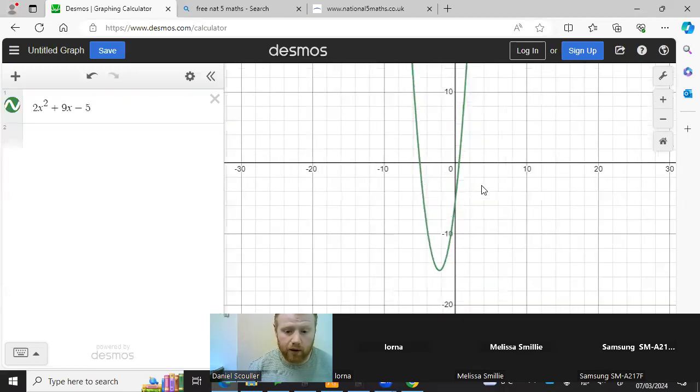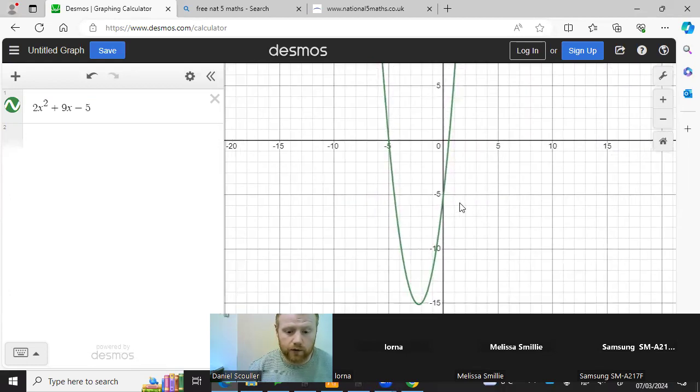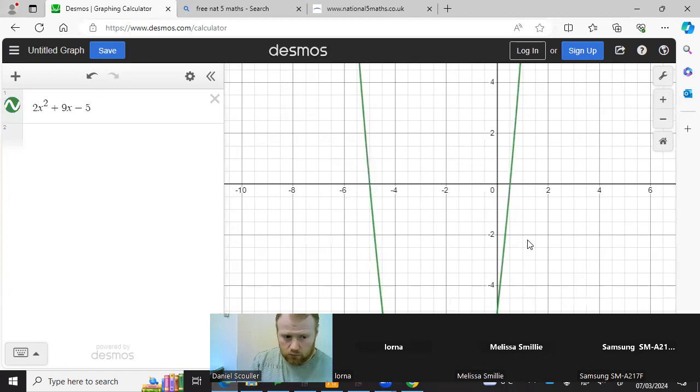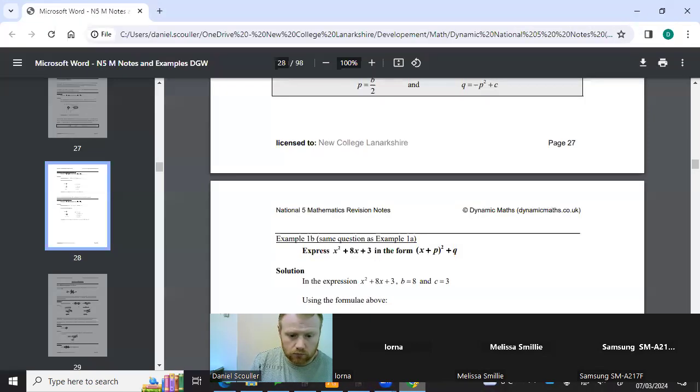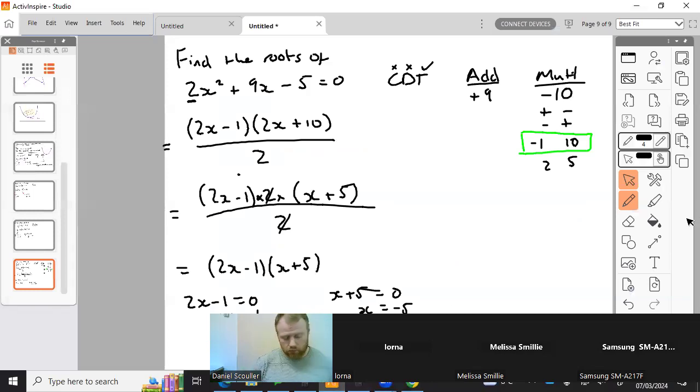All right, you can see the parabola, the normal shape that we're used to. What we were finding out is where it crosses the x-axis. It crosses the x-axis at negative 5, and it crosses the x-axis at a half. Okay, so that's factorisation.